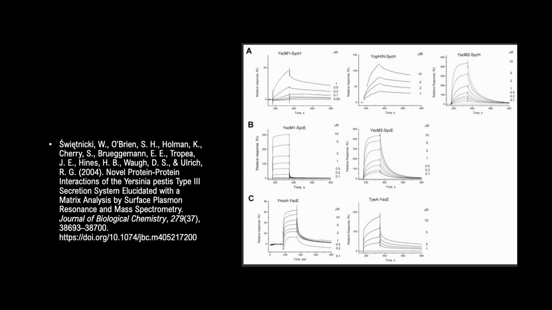This second image is coming from a paper that was looking at a novel protein-protein interaction of Yersinia pestis type 3 secretion system, and it's showing that SPR was used to examine the kinetics and binding affinities of the various protein-protein interactions. So the researchers utilized SPR by immobilizing one of the interacting proteins onto a sensor chip surface and then flowing the other protein over that surface. This allowed for the monitoring of the binding and dissociation of the proteins in real time.